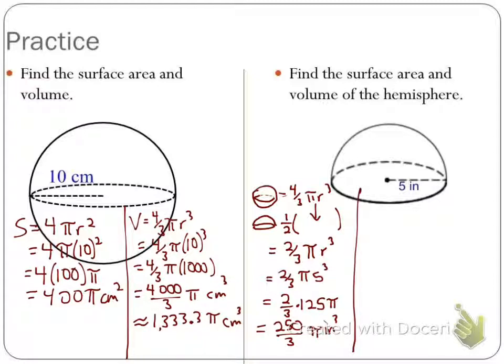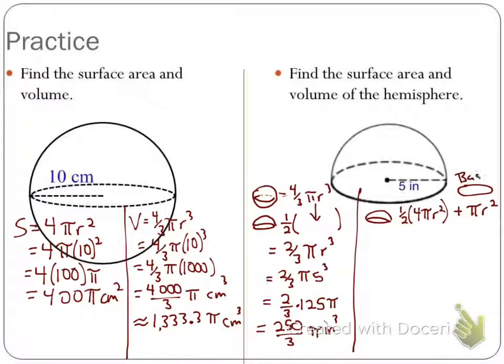Now, let's think surface area. So I'm still going to take that same idea and take half the surface area. That's going to be 1/2 of 4 pi r squared. But I have to add something to that. What I have to add to that is the disk, the circle that's on the bottom, because that circle is pi r squared, and that's the base of it.